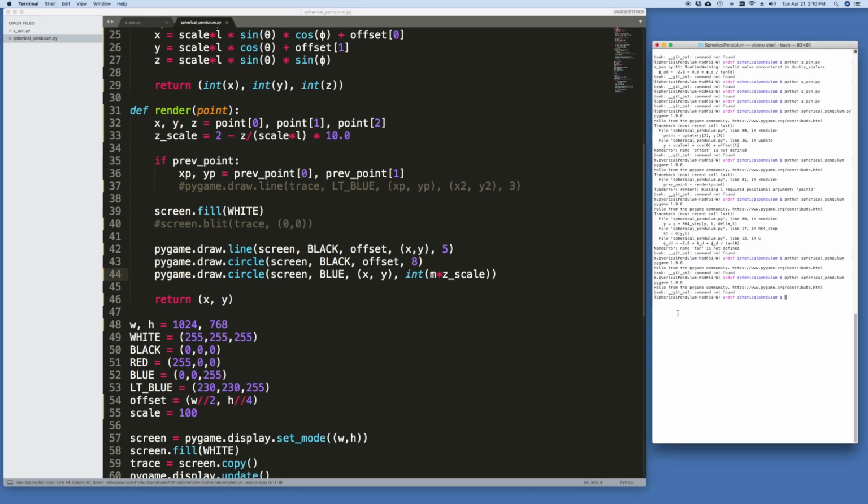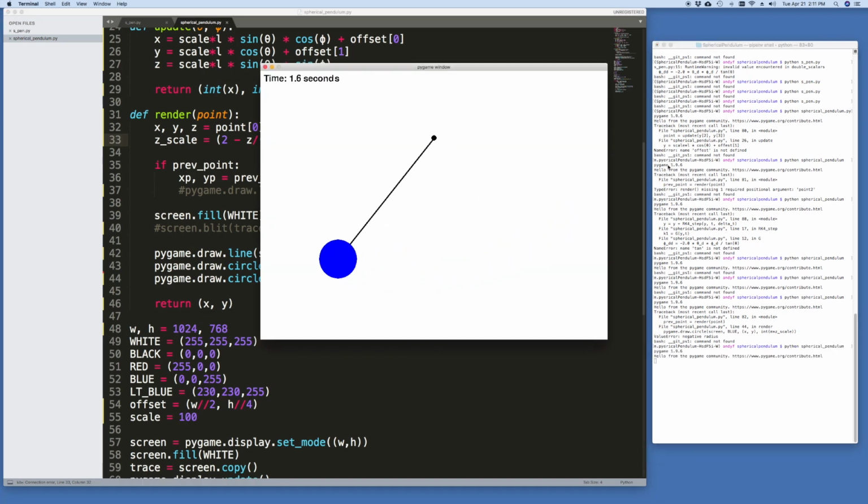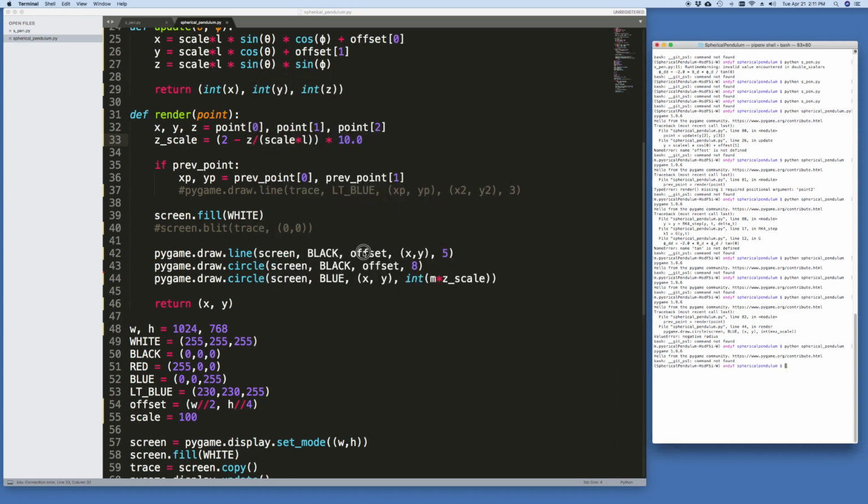Let's see how that works now. Negative radius. Oh, this needs parentheses around it. That actually looks pretty good. All right, can we get the tracing in here now?